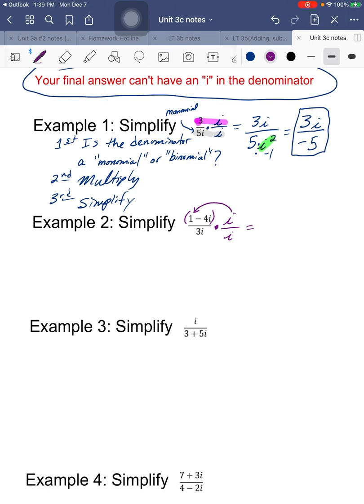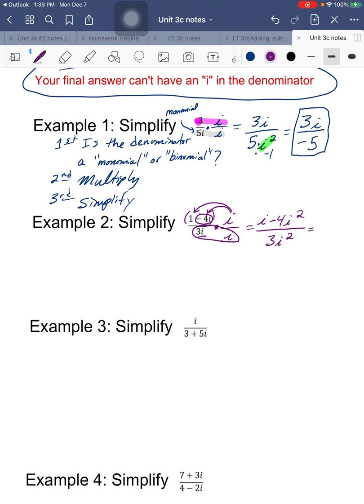So i times 1 is i. i times -4i is -4i squared, or negative 4i squared. I use minus and negative interchangeably. In our denominator, we have 3i times i. That is going to be 3i squared.